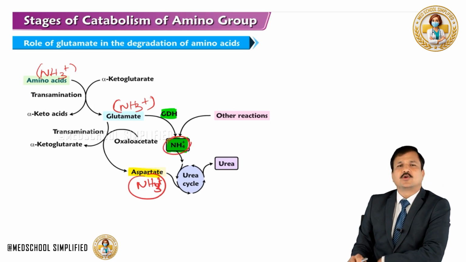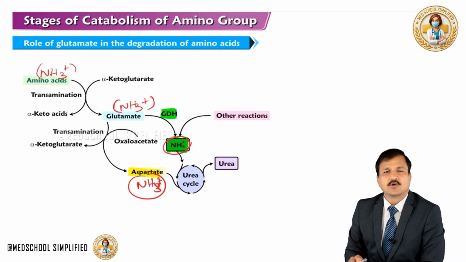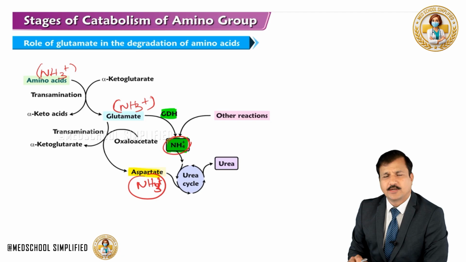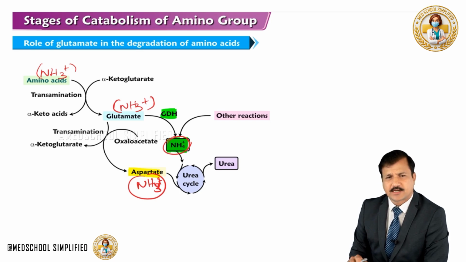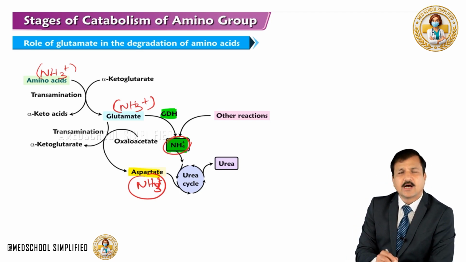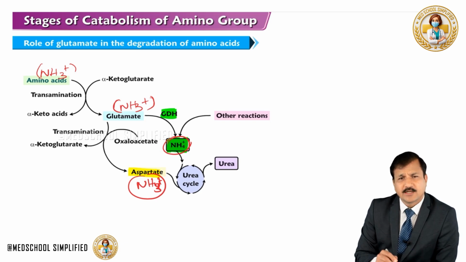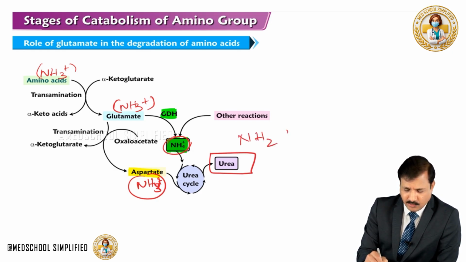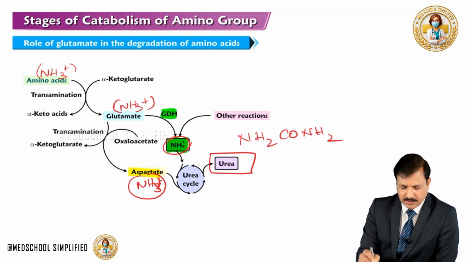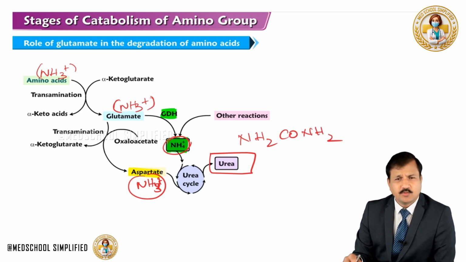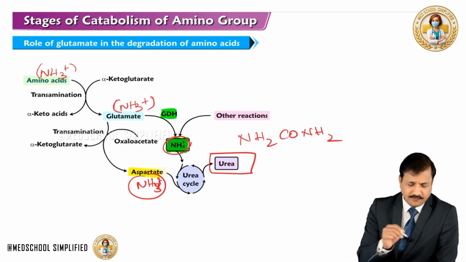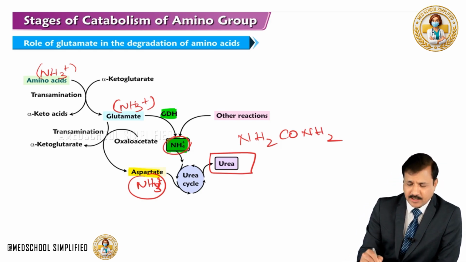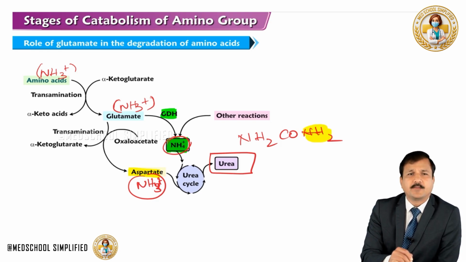So that means glutamate will undergo two fates. One is to go into the glutamate dehydrogenase reaction, the other is to go into the transamination reaction. So giving aspartate and ammonium ion, both of them will enter the urea cycle to make urea. Note that urea is NH2CONH2. In that NH2CONH2, which is the formula for urea, one of the nitrogens will come from aspartate, the other nitrogen will come from ammonium ion.